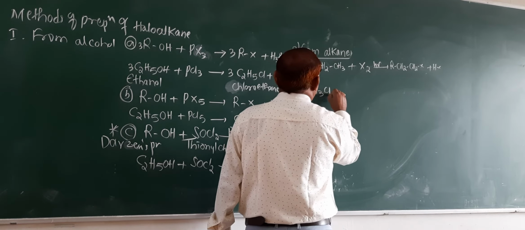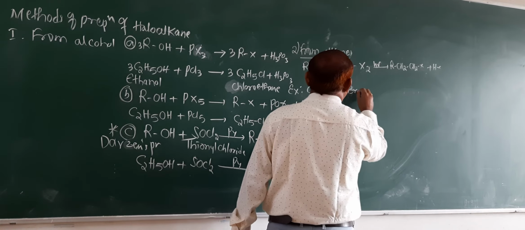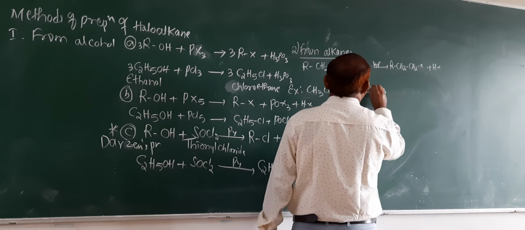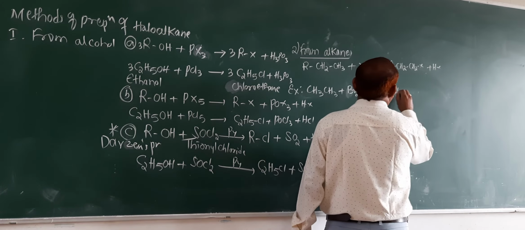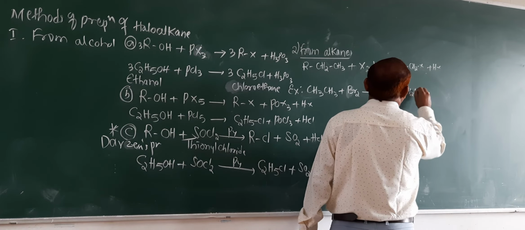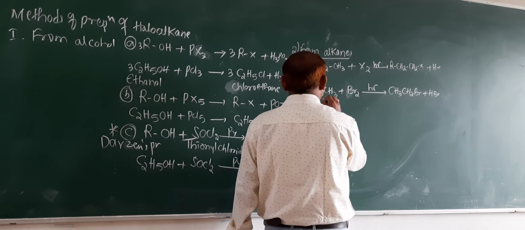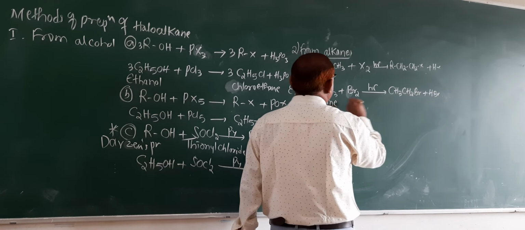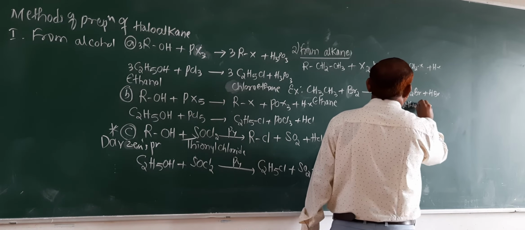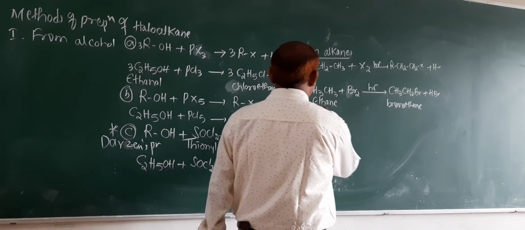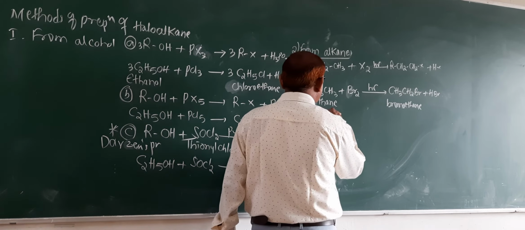When ethane is treated with bromine gas in presence of sunlight, substitution takes place to form CH3CH2Br plus HBr. Simple. On the left side you have taken ethane, and on the right side you got bromoethane. Like this. The third method is also simple according to me, because it is a repetition from alkene.